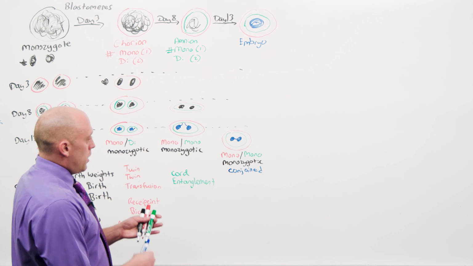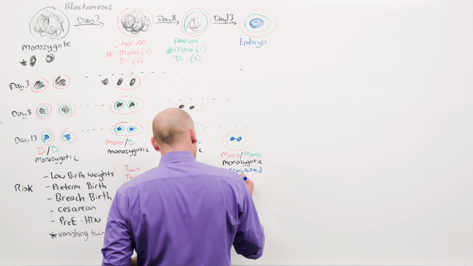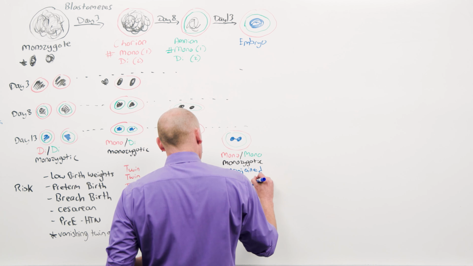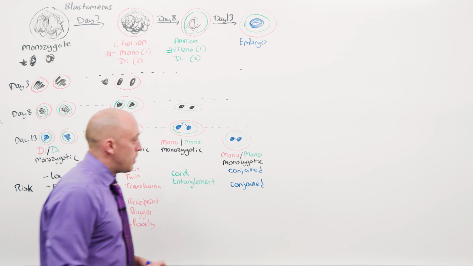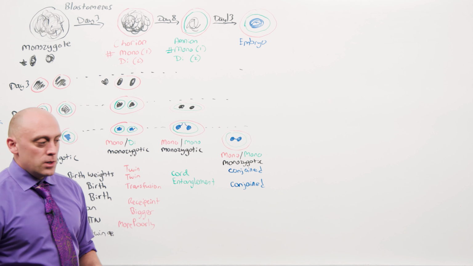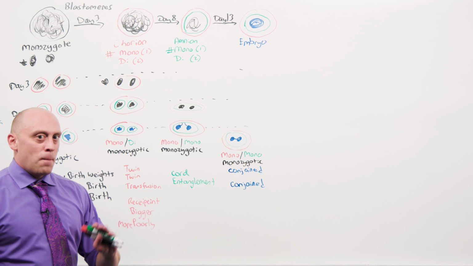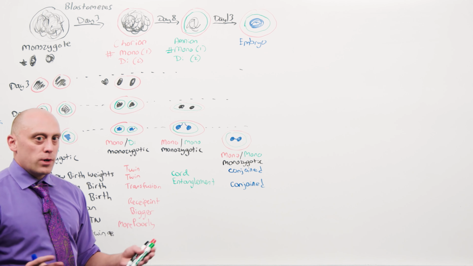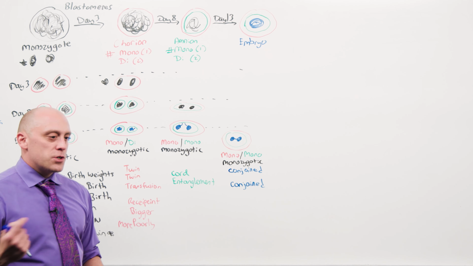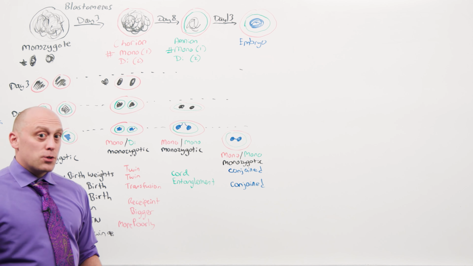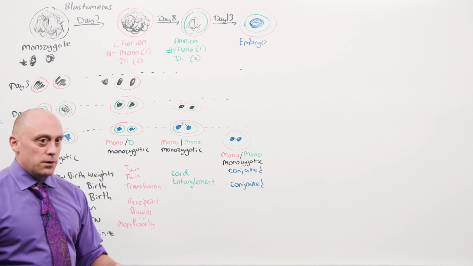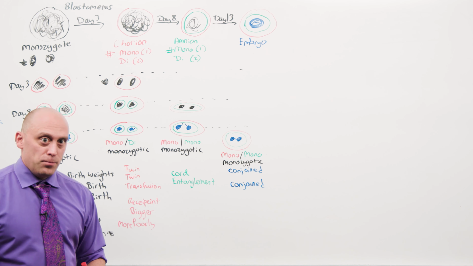And lastly, mono-mono with conjoined, the complication risk is the fact that they're conjoined and that they may need surgery to be separated, or they may spontaneously abort. So monochorionic, monoamniotic, all that means is how many chorions, how many amnions, and differentiation from the outside in: day 3, chorion; 8, amnion; 13, embryo.